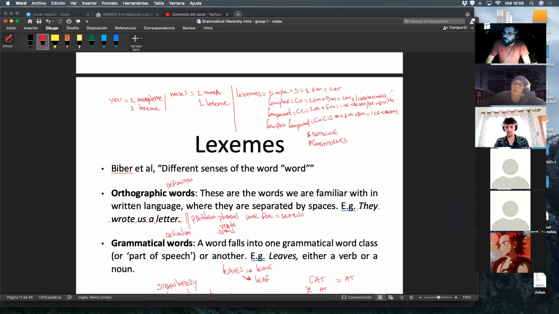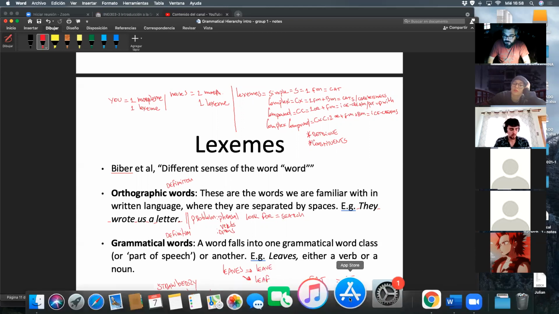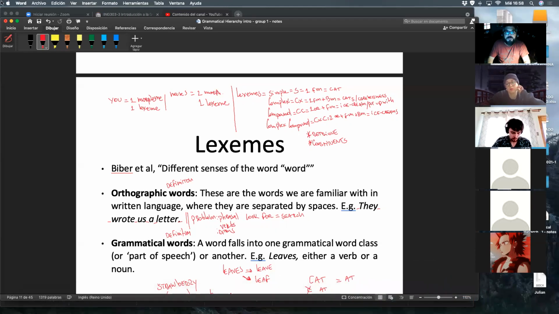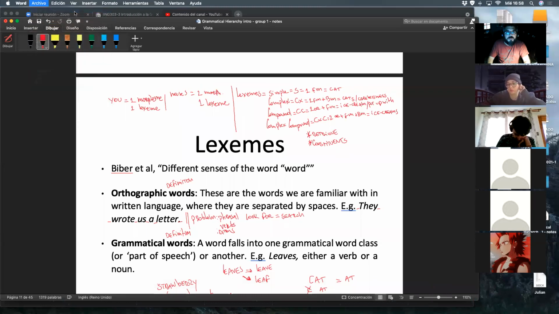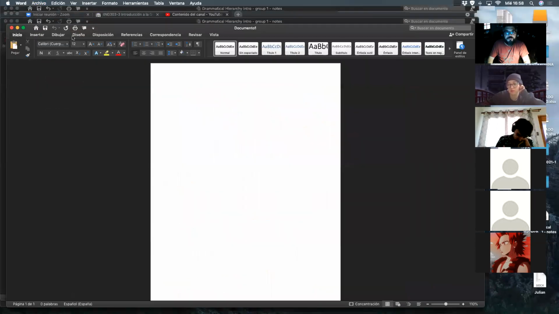Profe, una duda. Dígame. Es que creo que entendí todo, pero no entendí la parte de los verbos frasales. Esa parte no la entendí. Como dónde iba. No, vamos a ver.